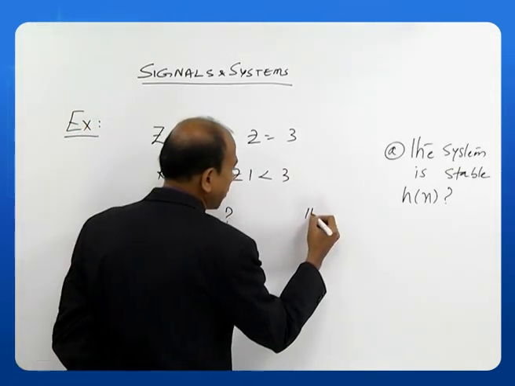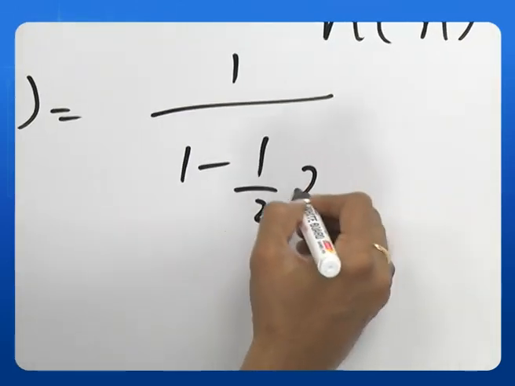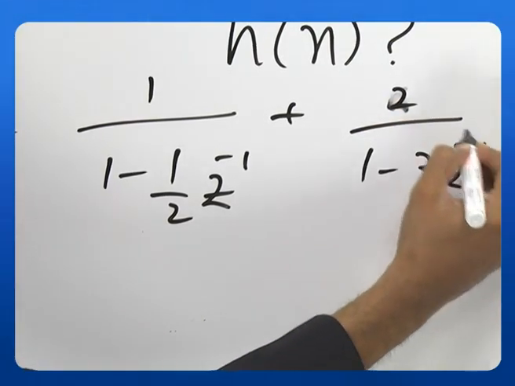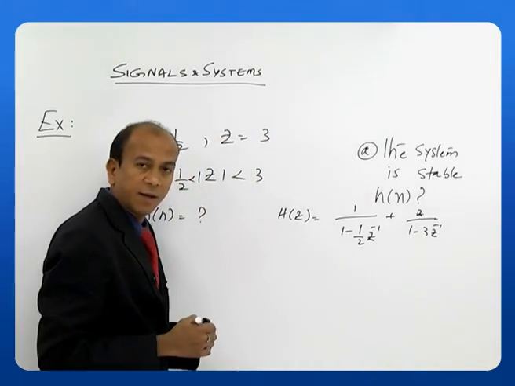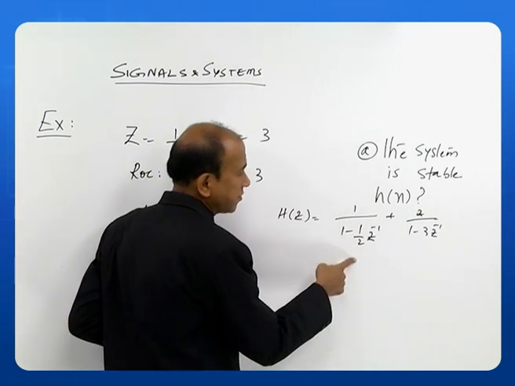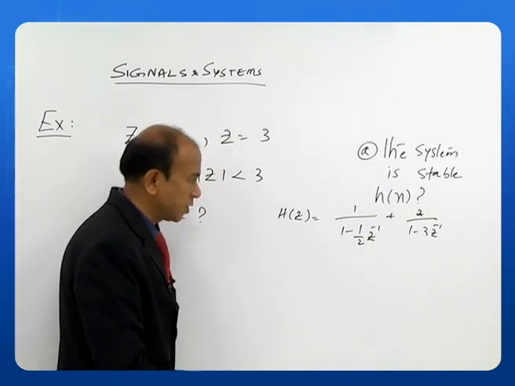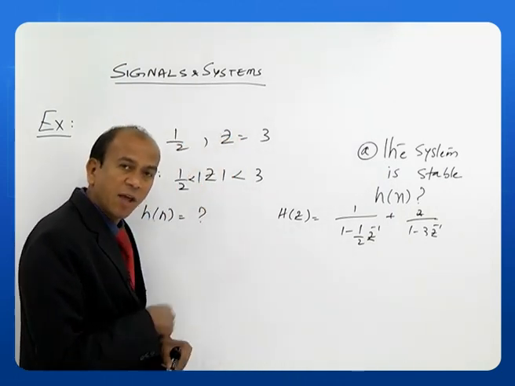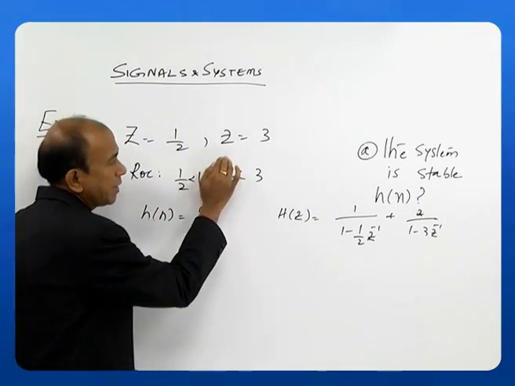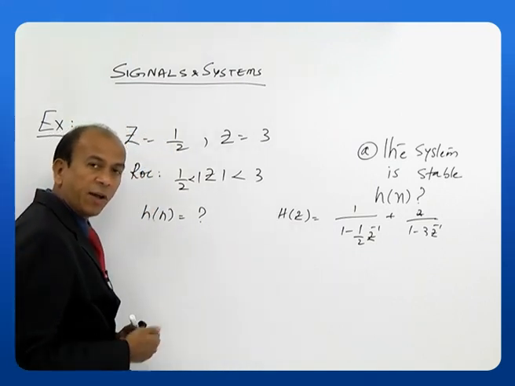Let us write down H of z here again for convenience, that is equal to 1 by 1 minus 1 by 2 z to the power of minus 1, plus 2 by 1 minus 3 z to the power of minus 1. This is H of z given. Now, we have to calculate h of n from this equation. The condition here is the ROC is given, the system is stable. So, then we have to find out the equation for h of n.